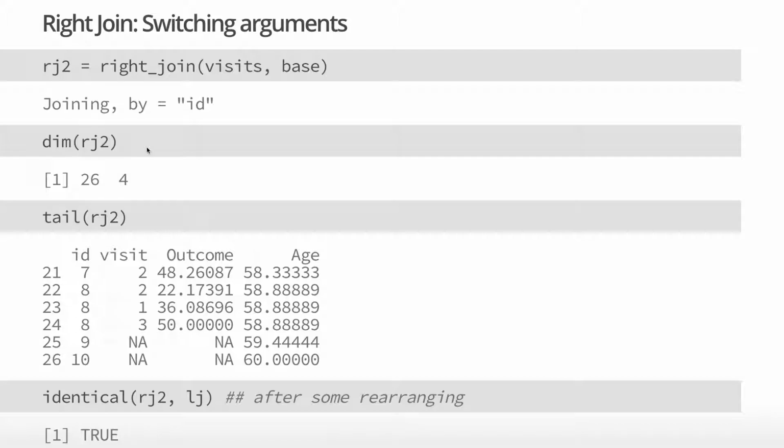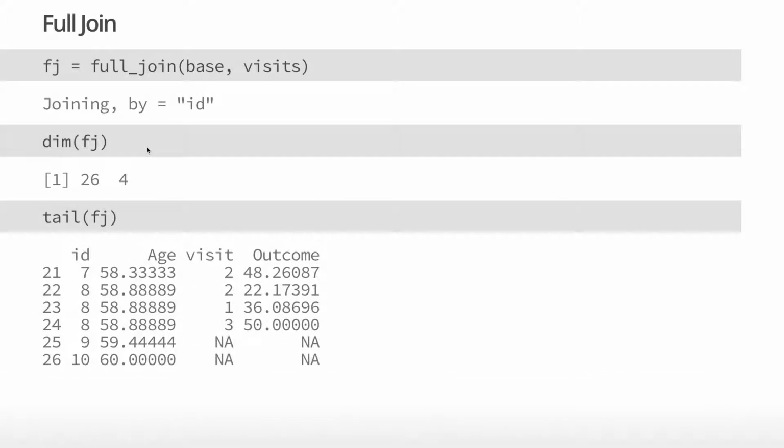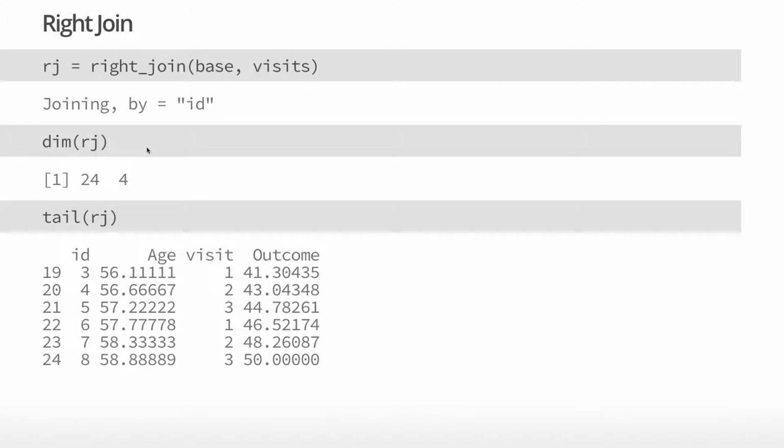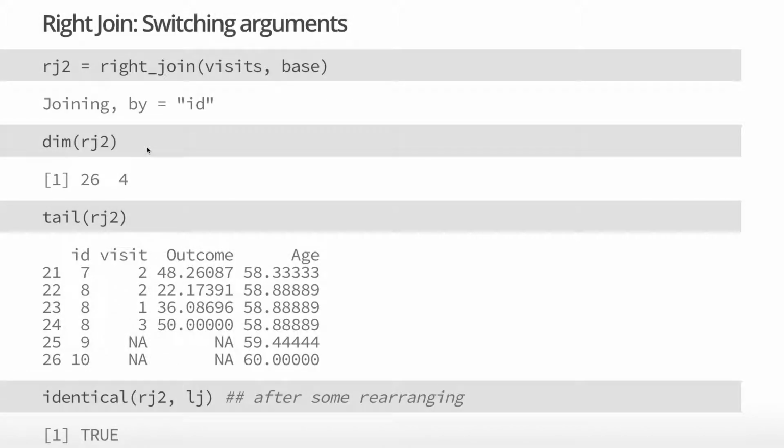So here, the big difference between this and this, RJ and RJ2, is that it's the exact same function, right join. I just switched the order of the arguments. Before it was base and visits, here it's visits and base, but again, it's a right join. Now base is our master data set. We see there's 26 observations. It has 9 and 10, and so doing a right join is exactly the same thing as doing a left join, just switching the arguments around.